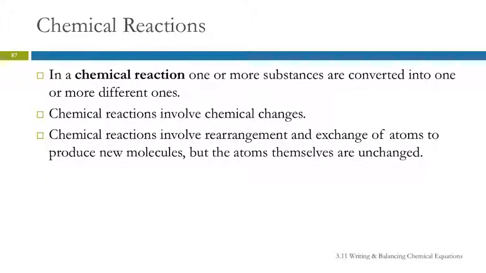Chemical reactions. A chemical reaction is a chemical change, and we've talked about chemical changes. In a chemical change, the original substance gets destroyed, and we make a new substance. But the atoms themselves are not destroyed. The molecules can come apart into individual atoms. The atoms can be recombined into new molecules, but the atoms themselves are still there.